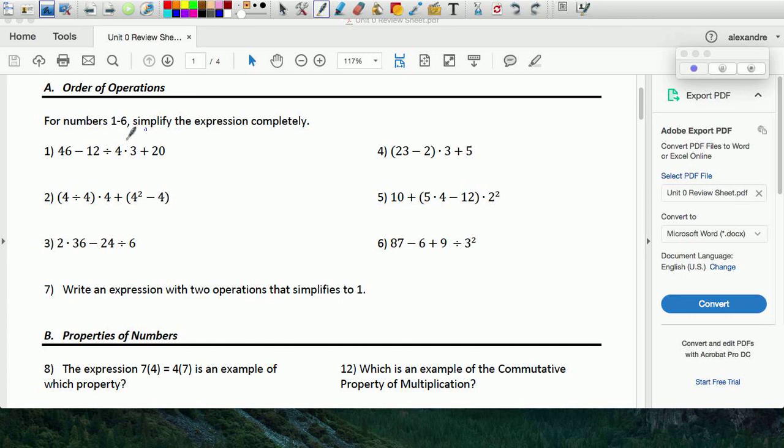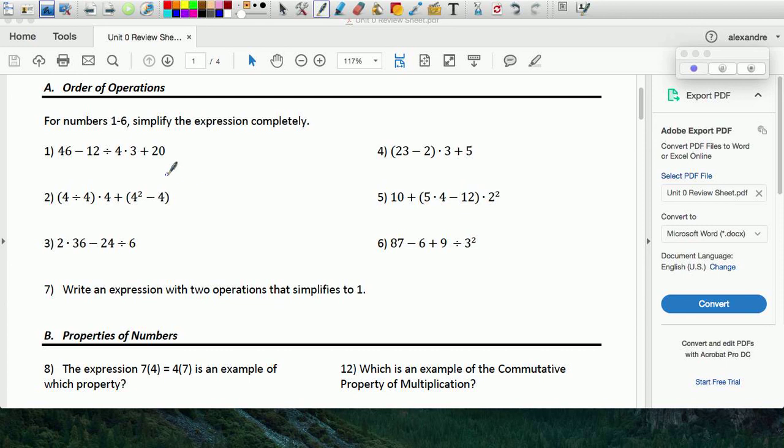So order of operations dictates that I do 12 minus 4 first and then times 3, so it's 46 minus 12 divided by 4 is 3 times 3 plus 20. I still have to take care of the multiplication, so it's 46 minus 3 times 3 is 9, and then plus 20. 46 minus 9 is, let's say, 35, and then plus 20. So the answer to the first question is 55.